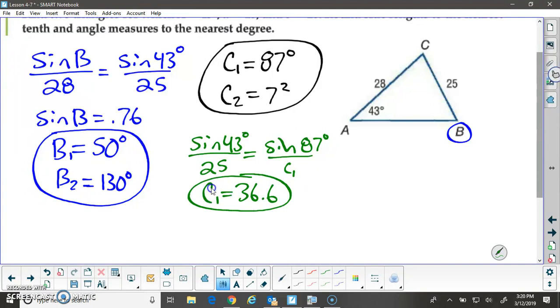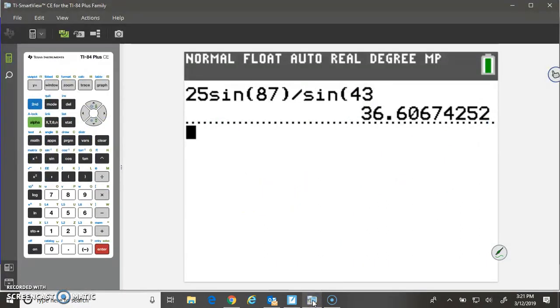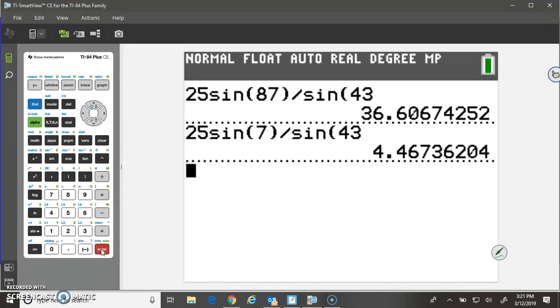And now to find length C2, we do the same thing we just did, except I'm going to use the 7 degrees instead of 87 degrees. Let's go up here and fix this to 7 degrees. I had written 7 squared for some reason. Okay, so the sine of 43 degrees divided by 25 equals the sine of 7 degrees divided by length C2. Cross multiply and divide, we take 25 times the sine of 7 divided by the sine of 43. And that gives us 4.5.